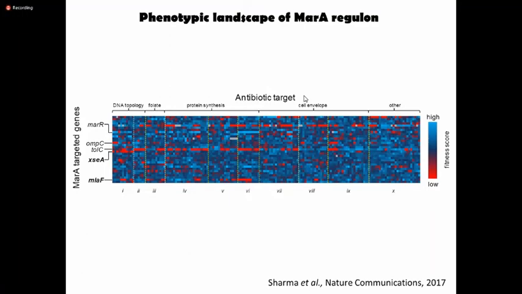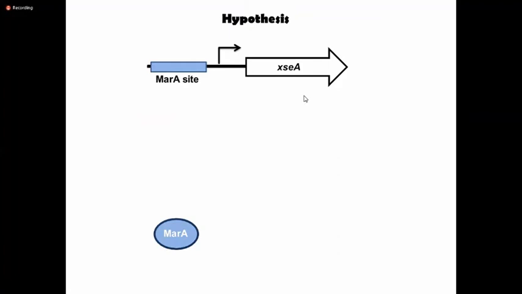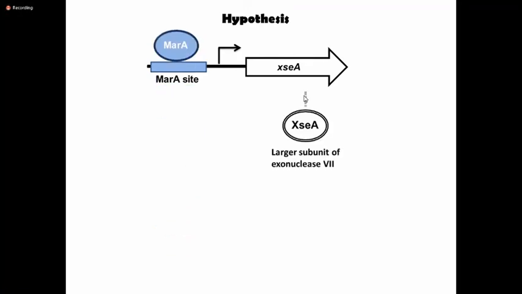So I'll start with the first hypothesis, that xseA, and this is the xseA locus. What we think happens is that MAR-A binds on the MAR box, activates xseA, and results in the larger subunit of exonuclease 7, which in turn helps in DNA repair. So when you give quinolones to the cells, they might generate DNA breaks, so there might be DNA damage in the cells. When exonuclease 7 is expressed, it can easily repair them.